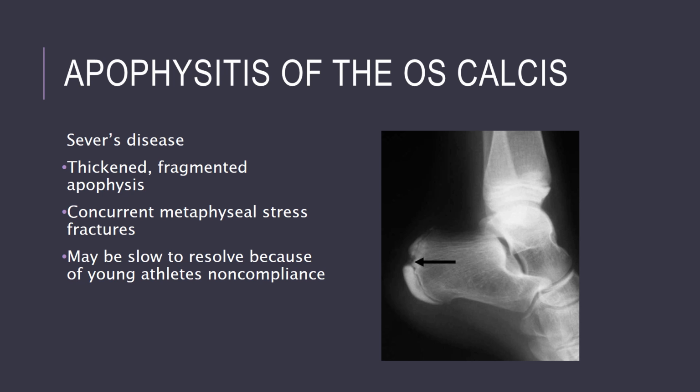This injury may be slow to resolve because of young athletes' noncompliance, but because stress injuries of the foot may quickly progress to more serious problems, it is important that we encourage athletes to be compliant. Treatment for Sever's disease includes gastroc and soleus stretching, dorsiflexion strengthening, discontinuation of running, and wearing a shock-absorbing heel cup. Because of young athletes' noncompliance, casting may help resolve symptoms the fastest, usually in about 4 weeks.